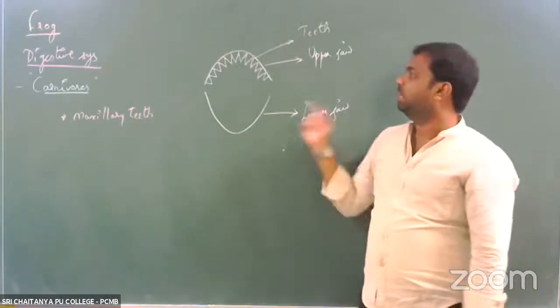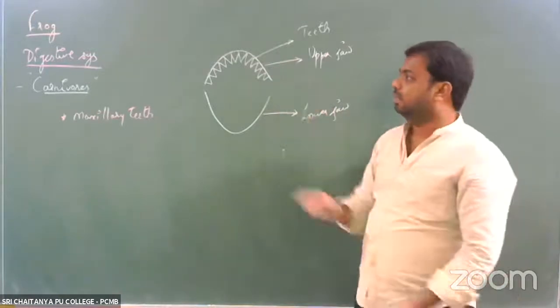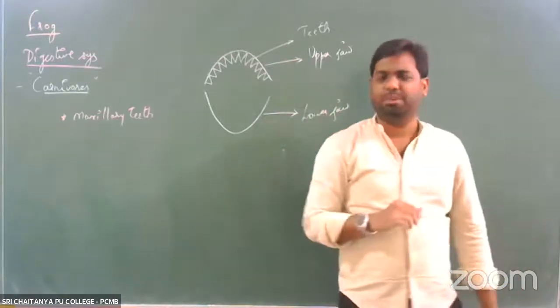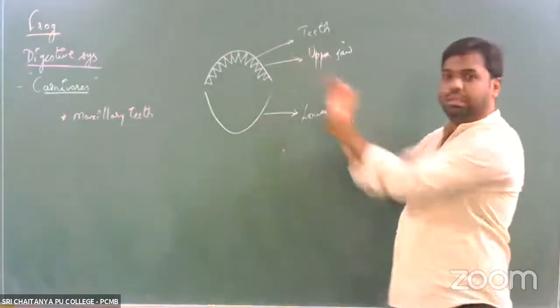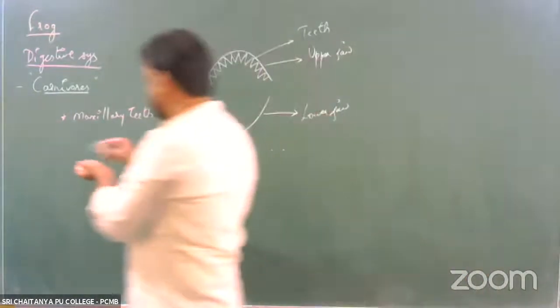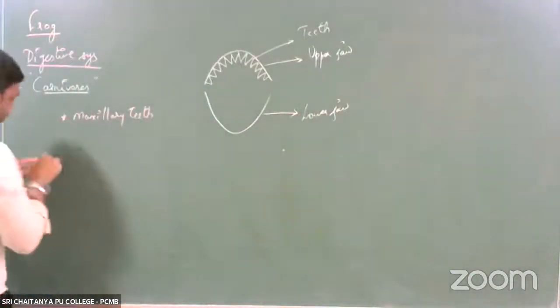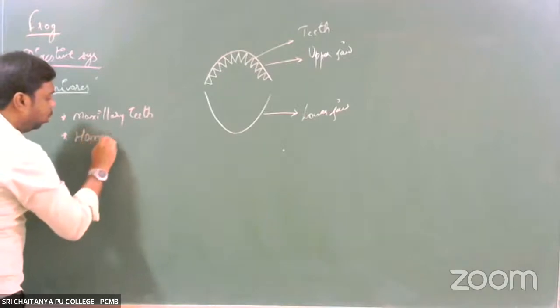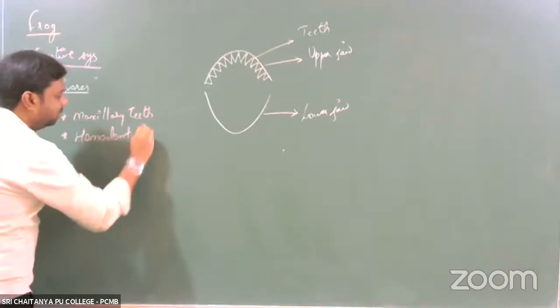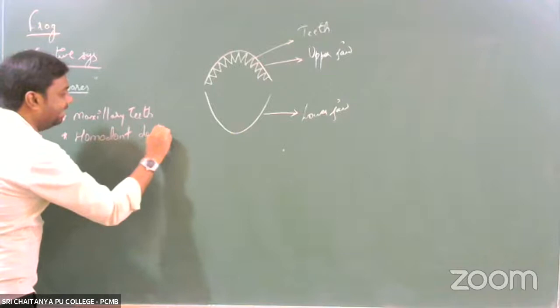The second thing with regards to the teeth is the type of dentition. I hope all of you are familiar with what we mean by dentition, right? So the type of dentition in these organisms, we would start calling the homodont dentition. Now, what do we mean by homodont dentition?